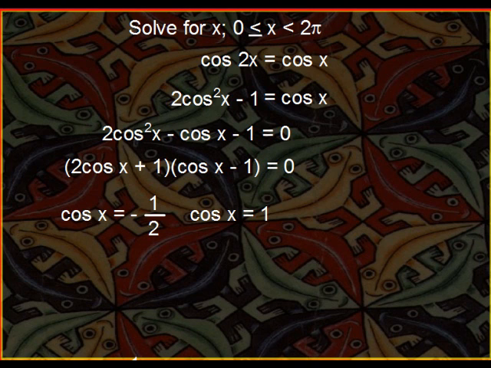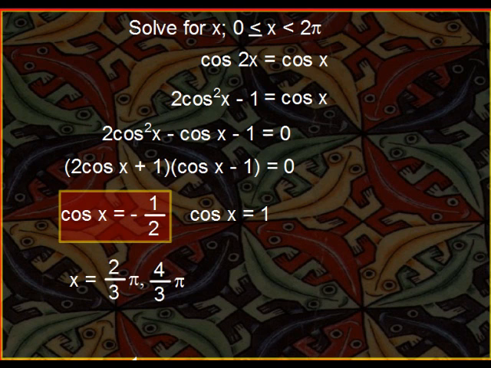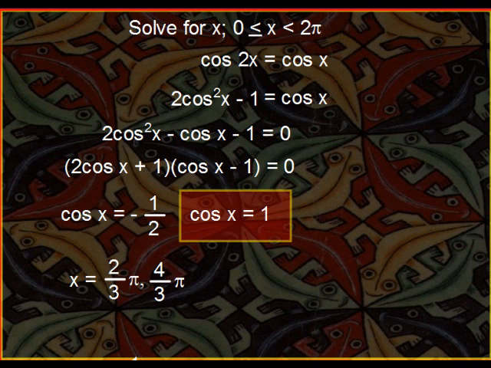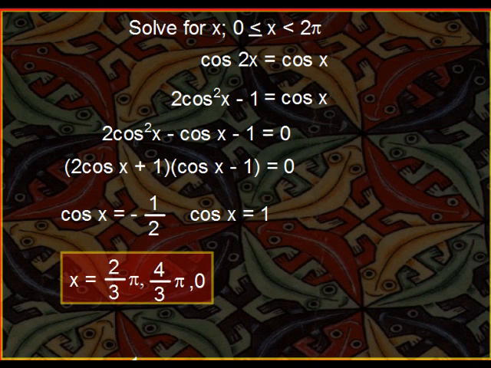From here you just want to get all your angles. For this first one, you look for where the cosine is negative, then get the angles for those two quadrants. By the way, notice that I'm in radians. And then for this one we get 0. And that's it for that one. That's it for this one.